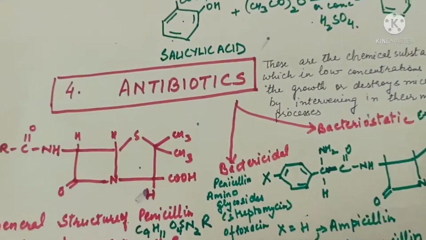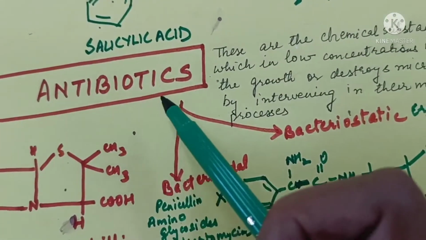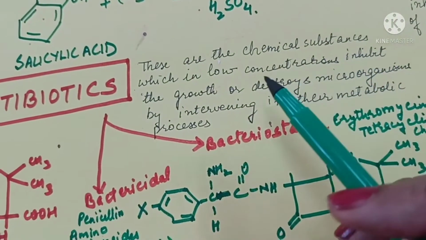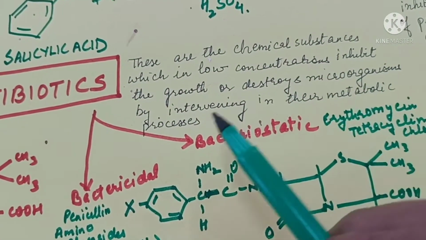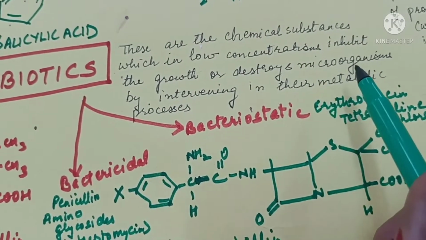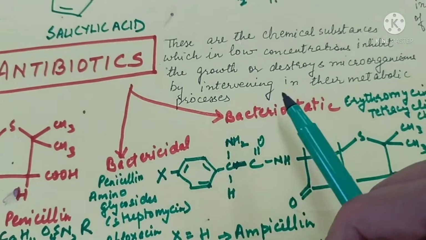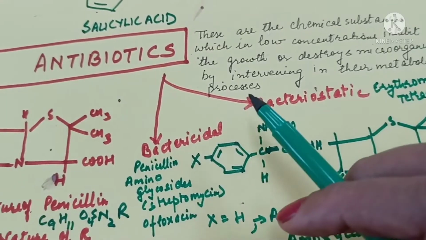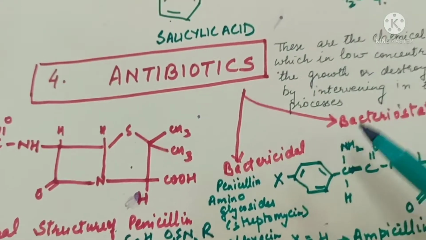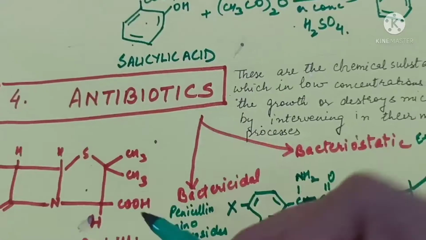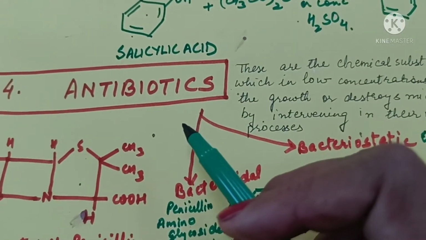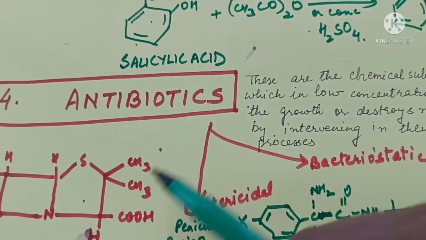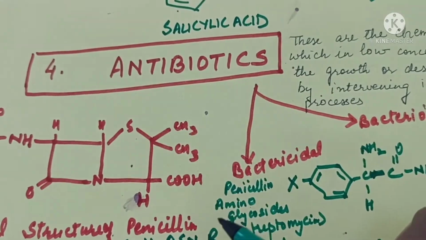Next category of drugs is antibiotics. These are the chemical substances which in low concentration inhibit the growth or destroy microorganisms by intervening in their metabolic processes. These are drugs that are formed from the microorganisms and are used against diseases caused by microorganisms.